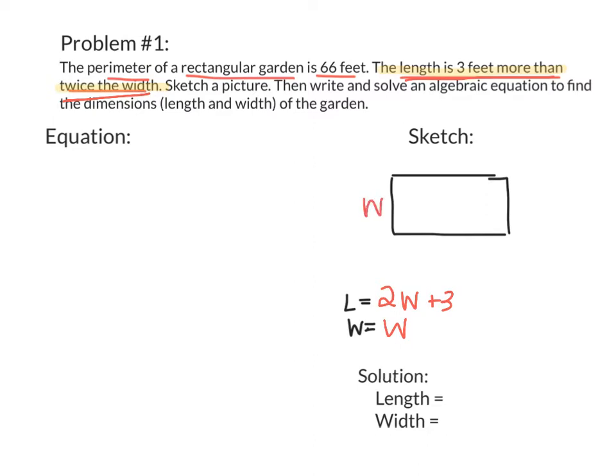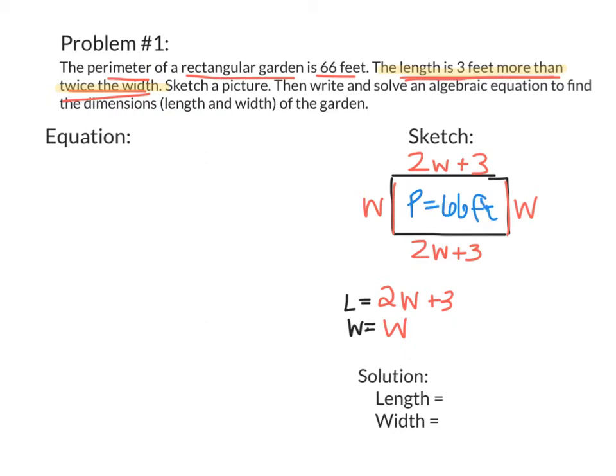This side would have to be W, this side would have to be W, because those are going to be the same length, because it's a rectangle. And then this side is 2W plus 3, and same thing up above, because it's a rectangle. We know those two sides are going to be equal to each other. Now I have to write my equation to show that the distance around this whole rectangle, our perimeter, is 66 feet. I'm going to put that in my picture so I have all that information in my picture. 66 feet.